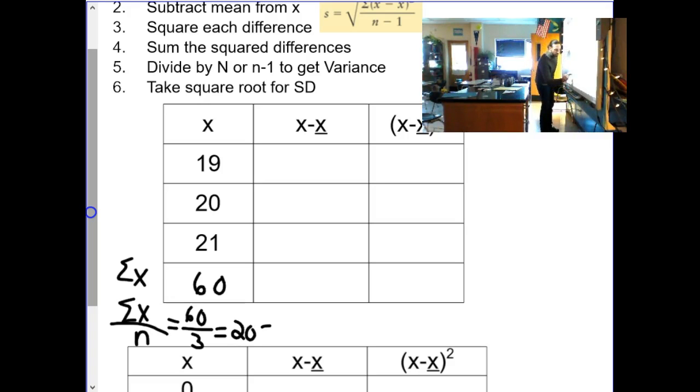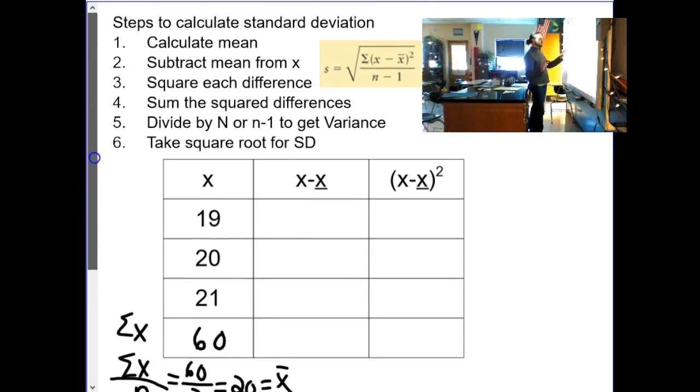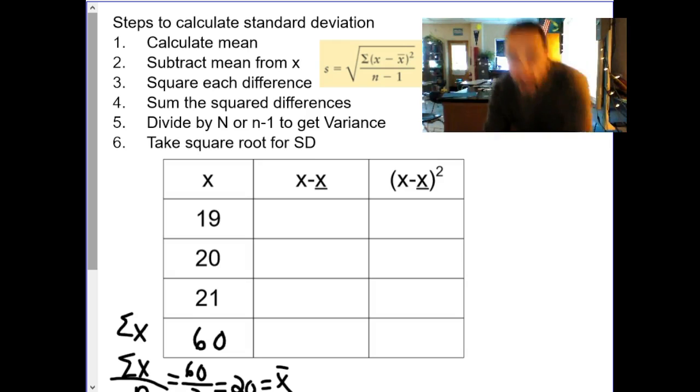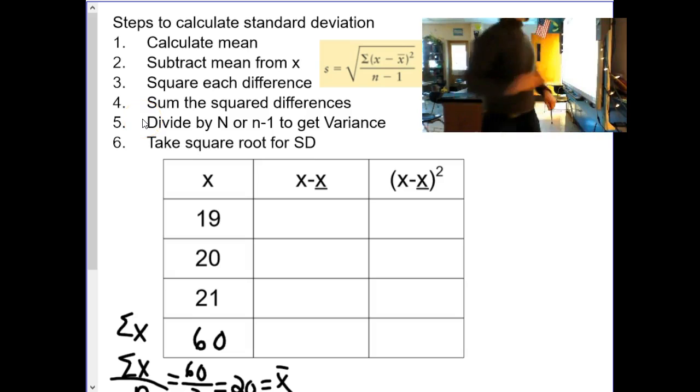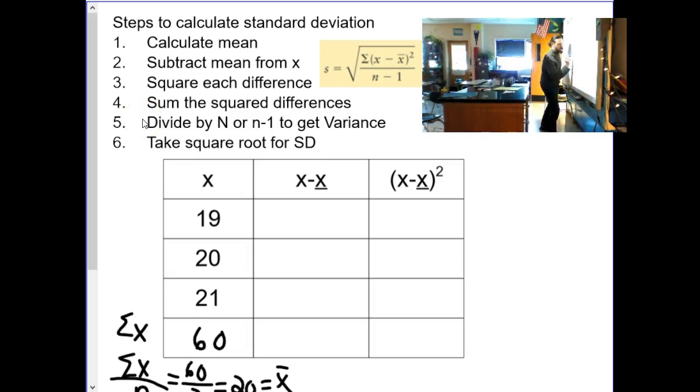So I'm going to call this x bar. Let's say this is a sample. So I have now calculated my mean. I know my mean is 20, and I'm going to call it a sample mean. All right. So I'm going to subtract the mean from x, and that's what this next column is. Okay? So I've got 19 minus 20. I've got 20 minus 20, and I've got 21 minus 20.